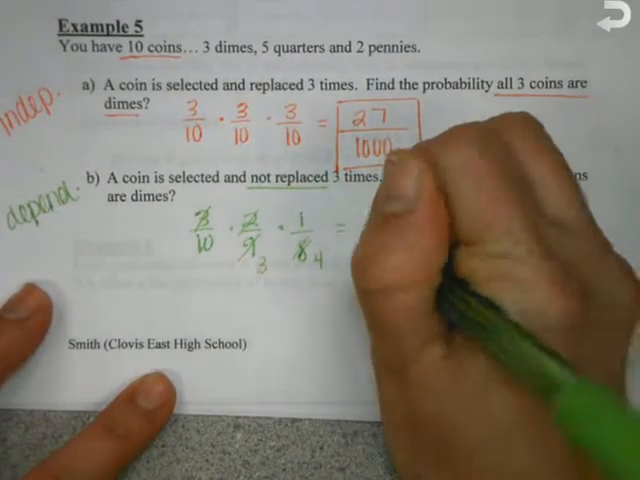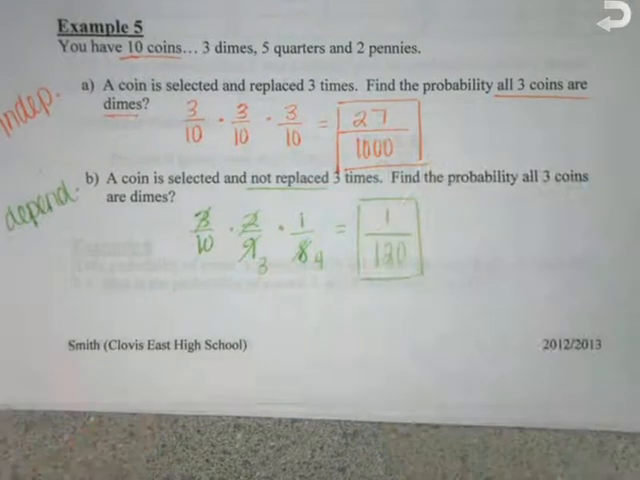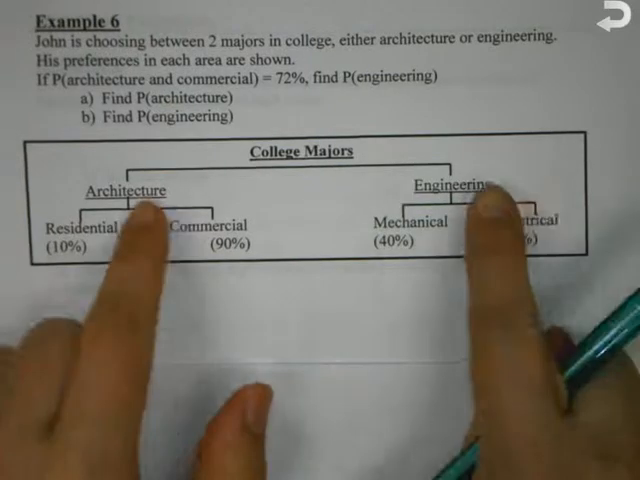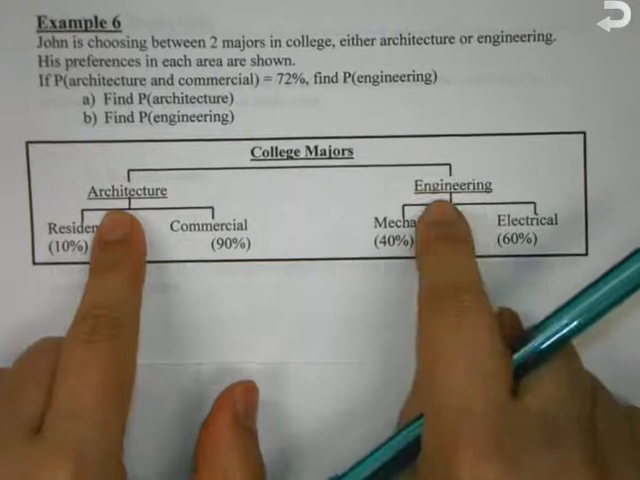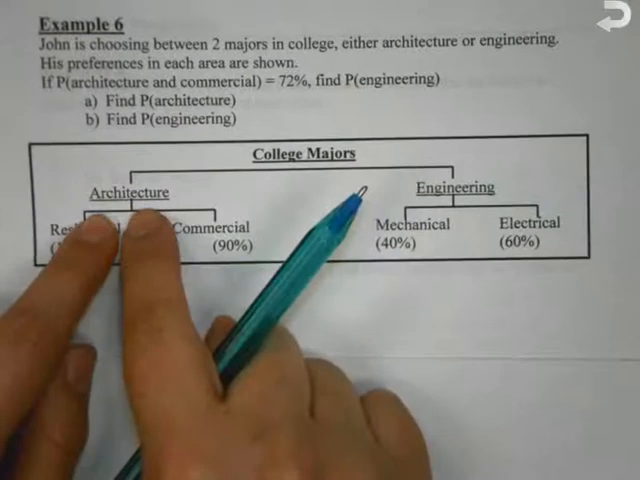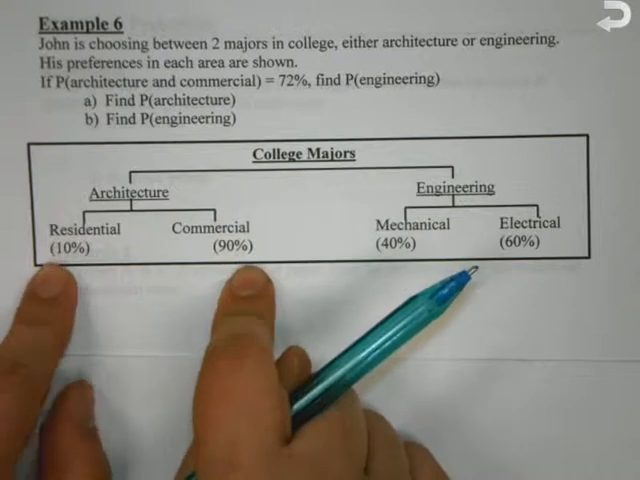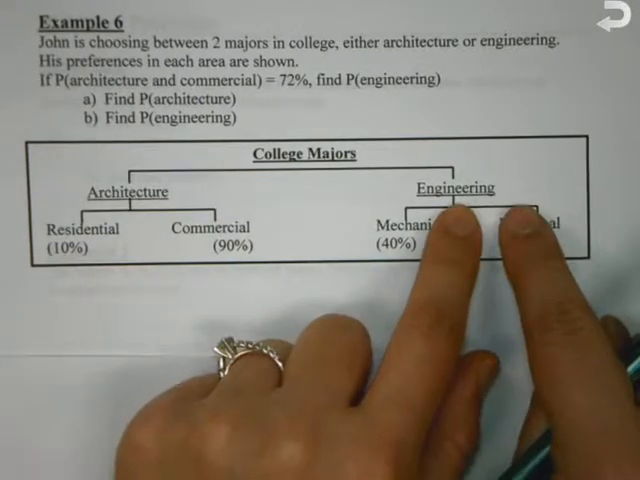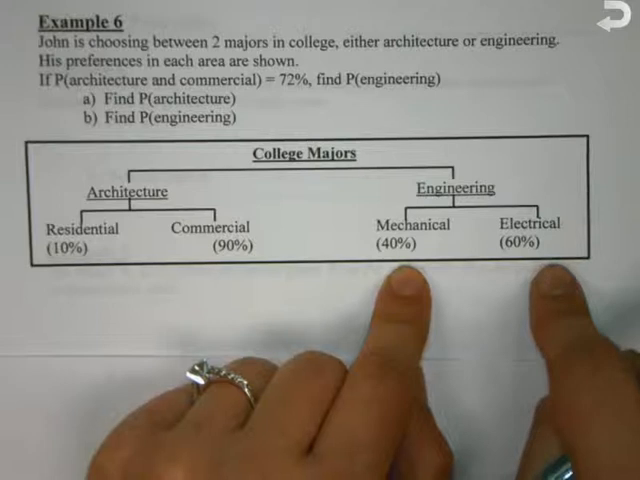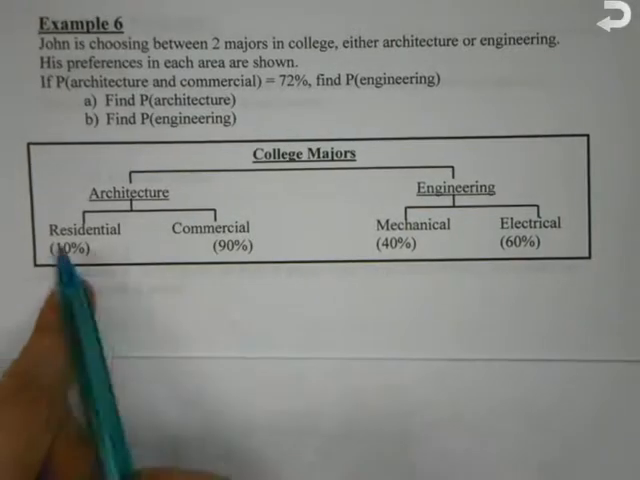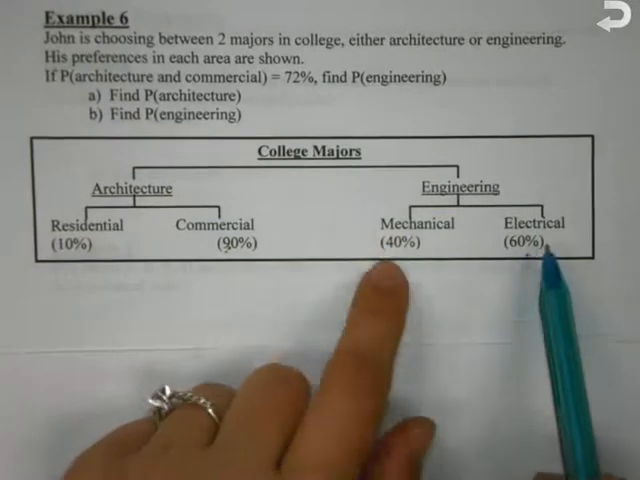Okay, this is a chart about college majors. We have a student named John. John is trying to decide between 2 majors, architecture or engineering. If he chooses architecture, there are 2 choices, residential architecture or commercial architecture. If he chooses engineering, there are 2 choices, mechanical engineering or electrical engineering. I give you the probabilities that he's going to choose each of the sub-majors, but not of the 2 main majors, architecture or engineering, okay?